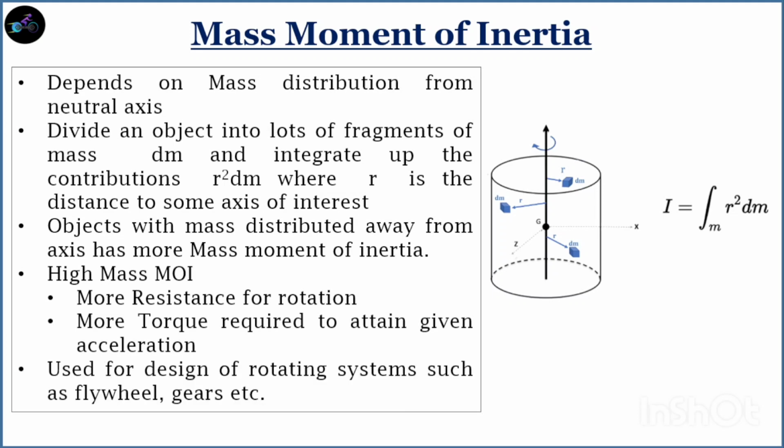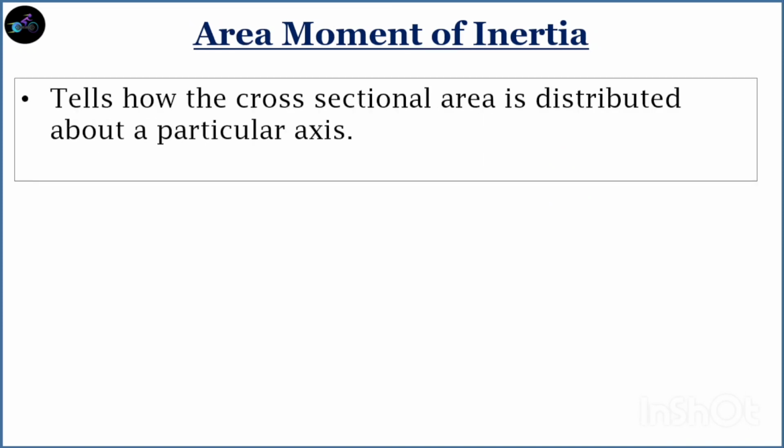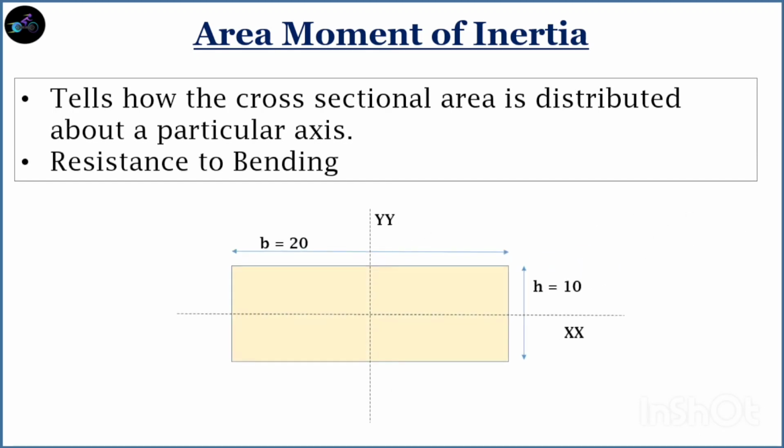All right. So generally this mass moment of inertia concept is used for the design of rotating systems such as flywheel or gears. Now when we talk about the area moment of inertia, it tells us basically about how the cross-sectional area is distributed upon a particular axis. So you can simply understand it as a resistance to the bending.